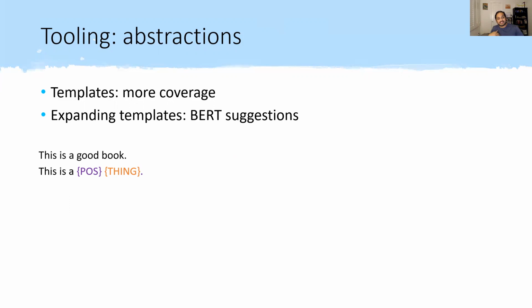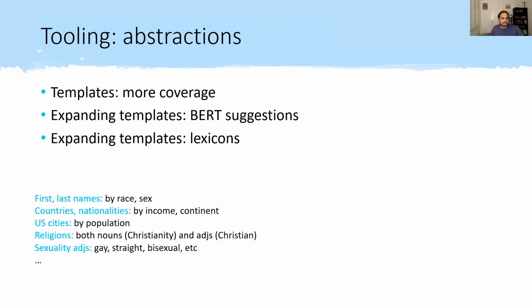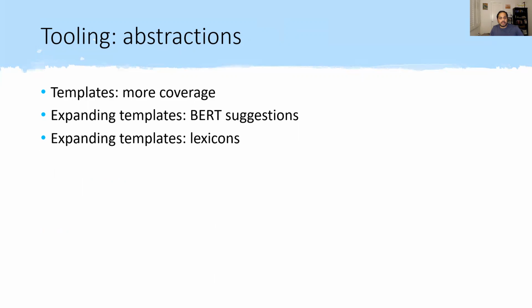We also help you expand these templates if you don't want to list what all the positive and things are that you care about. You can use BERT or RoBERTa as suggestions for what to fill in. Here's an example. You can get possible fill-ins, pick ones, and remove them. You can also use existing lexicons that we provide in order to apply your template. So for example, we have lexicons for names, countries, and so on, and you can use them to write templates.